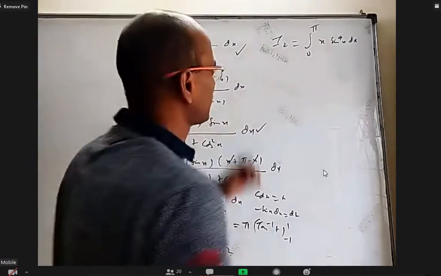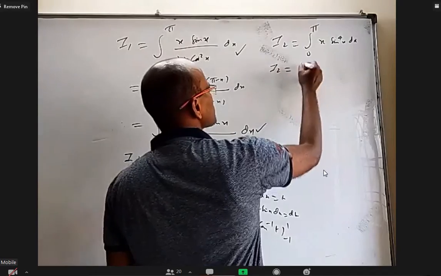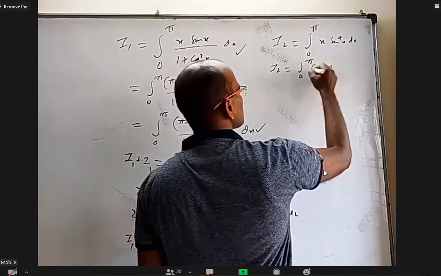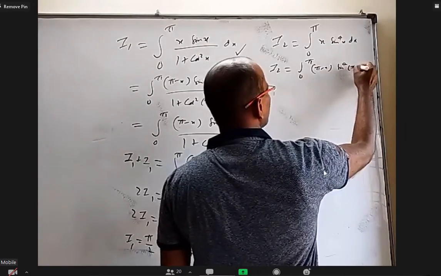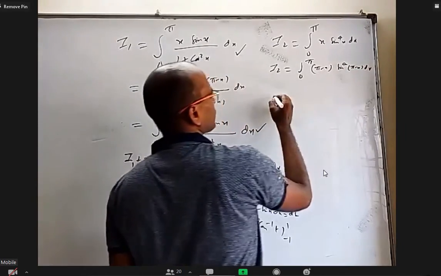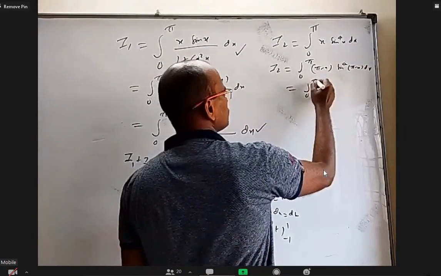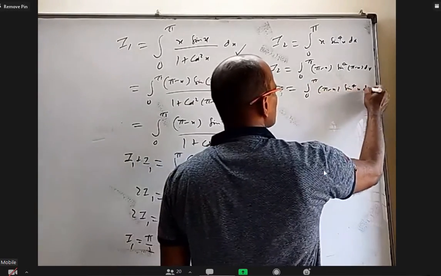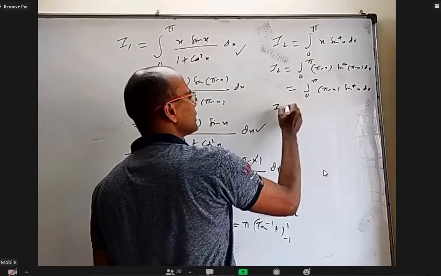Coming to I2, similar thing: replace x with a minus x, which is pi minus x, sine power 4 of (pi minus x) dx. That is 0 to pi of (pi minus x) times sine power 4 x dx. Now we can do I2 plus I2.